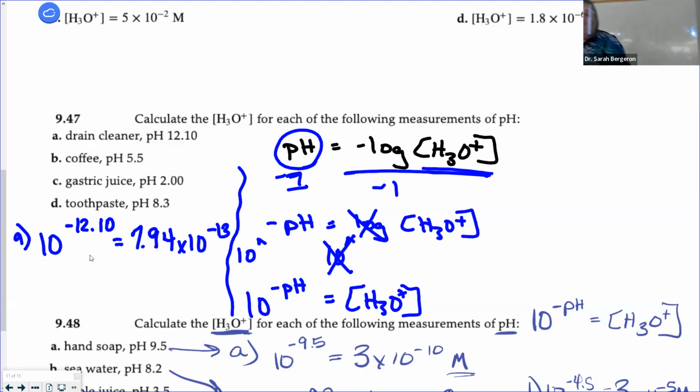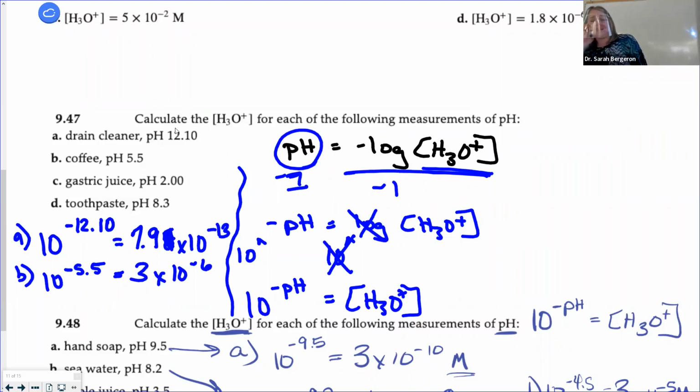Okay, coffee pH 5.5. So B, you just do 10 raised to the negative 5.5. What do you get? What should you get? So it's one place past the decimal. So really this one should have been just like that. So it's really one place past the decimal, so really it's just 3 times 10 to the negative 6.